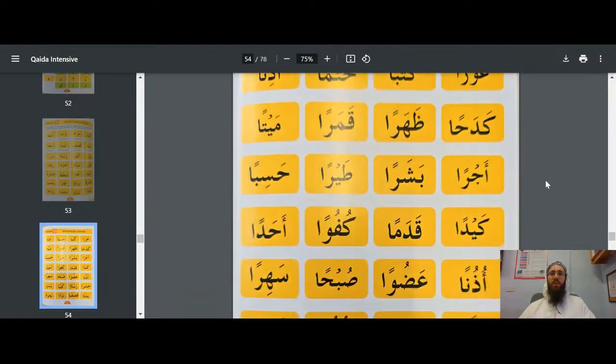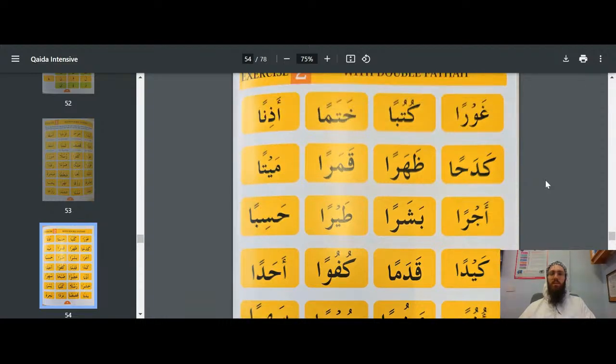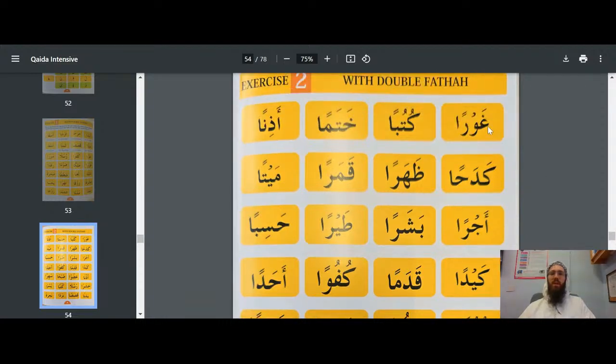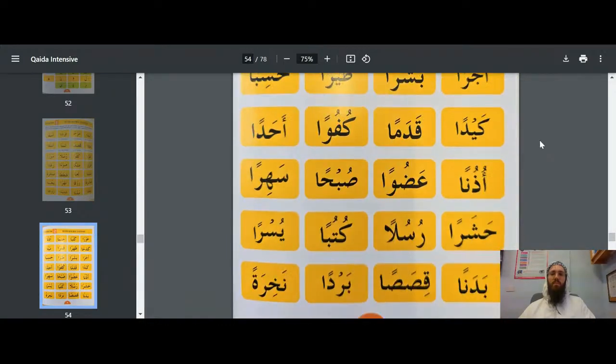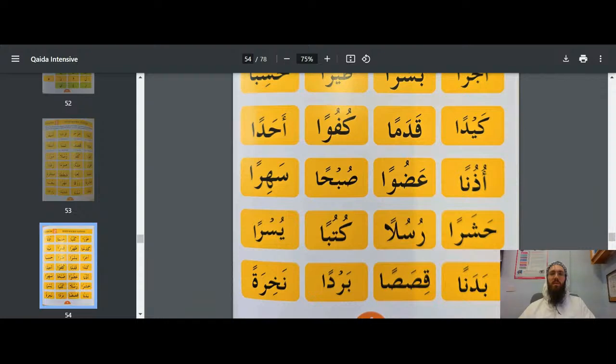Remember, when there's a double fatha, you just add an N sound. So here we have ran, kutuba, khatma. And continue practicing. Pause it and practice.